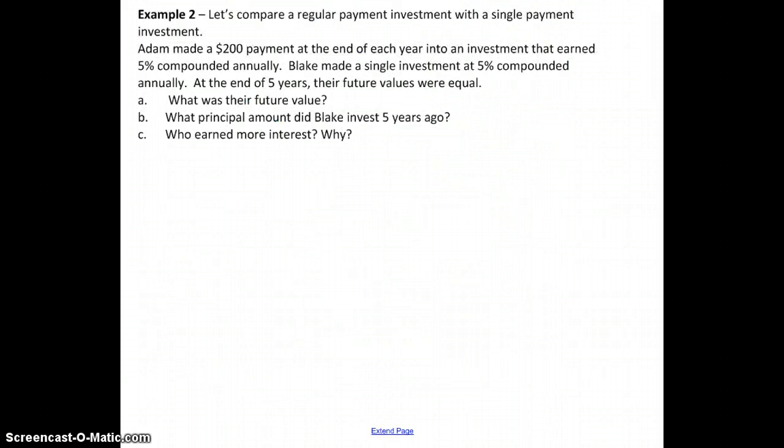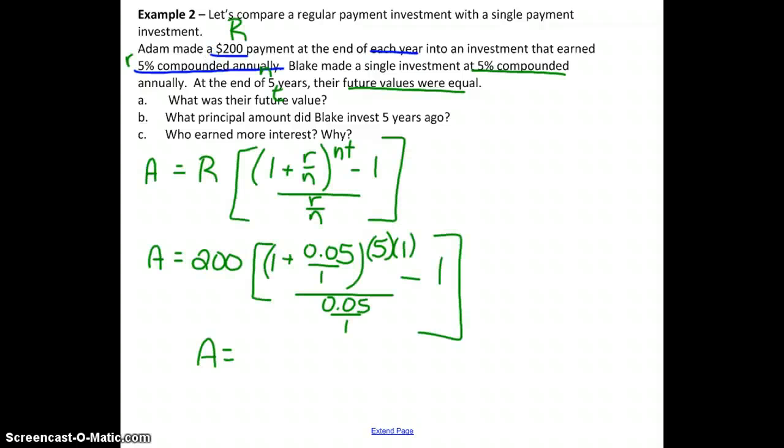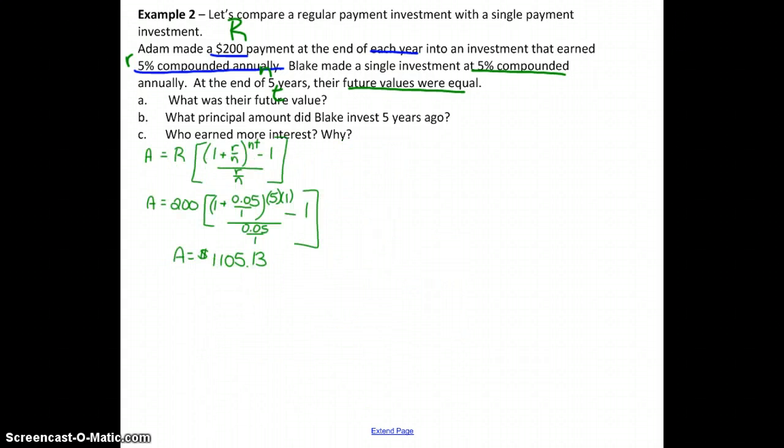So next up we have example 2. Let's compare regular payment with a single payment investment. So we've got Adam, who made a $200 payment at the end of each year into an investment that earned 5% compounded annually. Then we have Blake, who made a single investment at 5% compounded annually. At the end of 5 years, their future values were equal. What was their future value? So we're just going to use our formula, and then we'll plug everything that we know into it. And you should end up with a future value of $1,105.13.